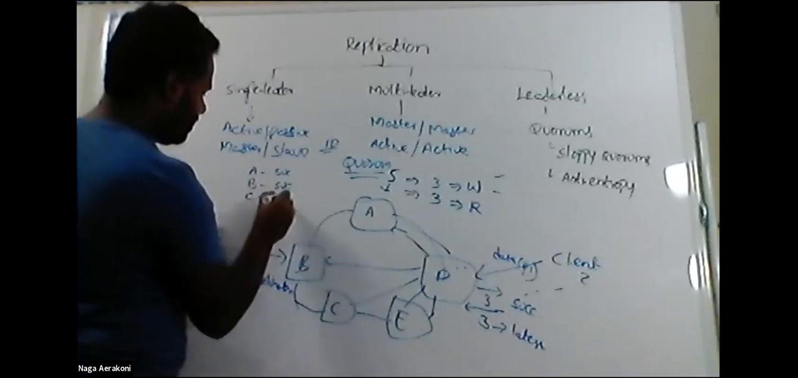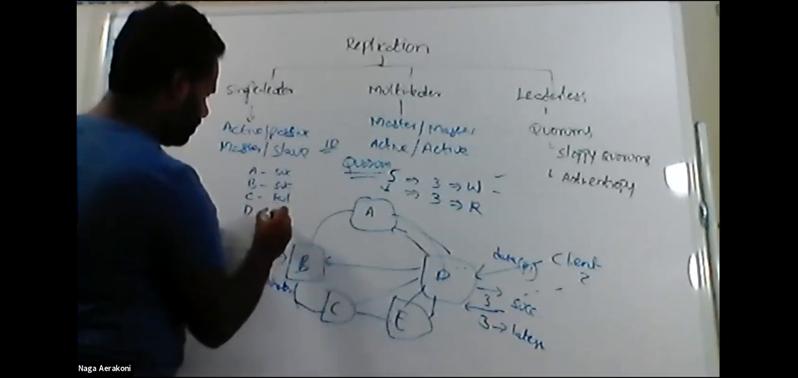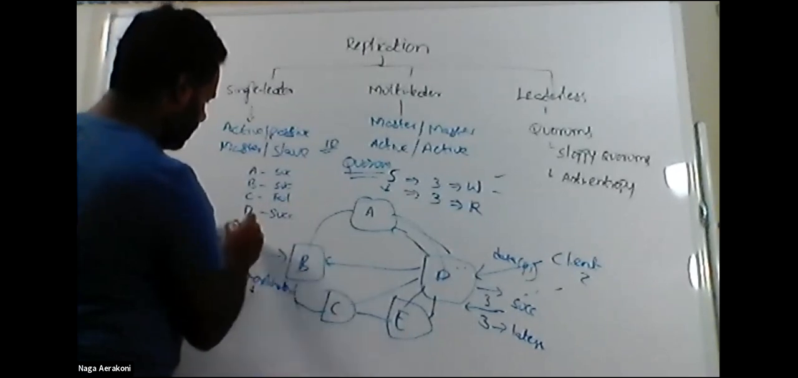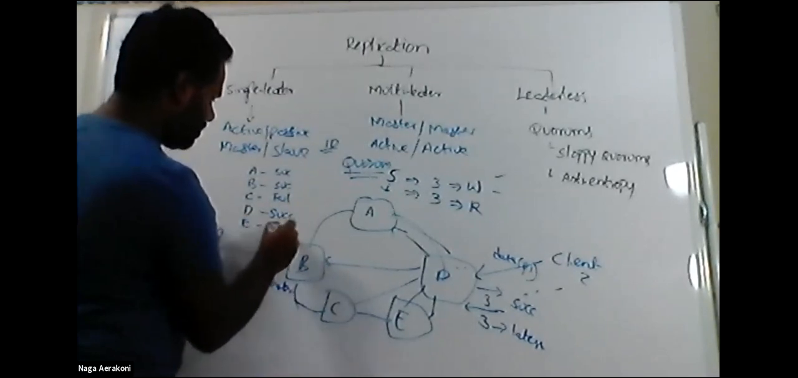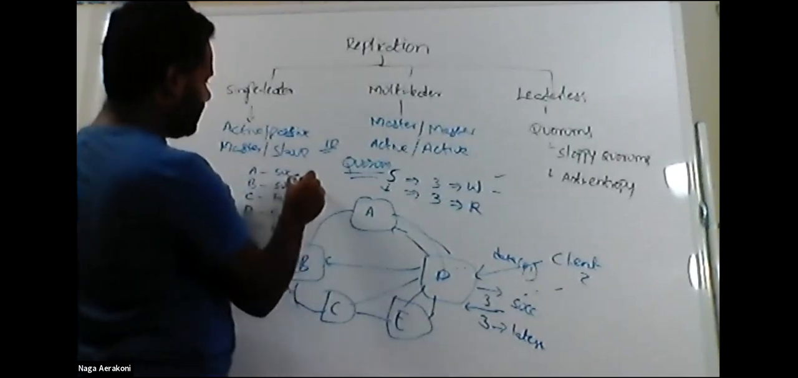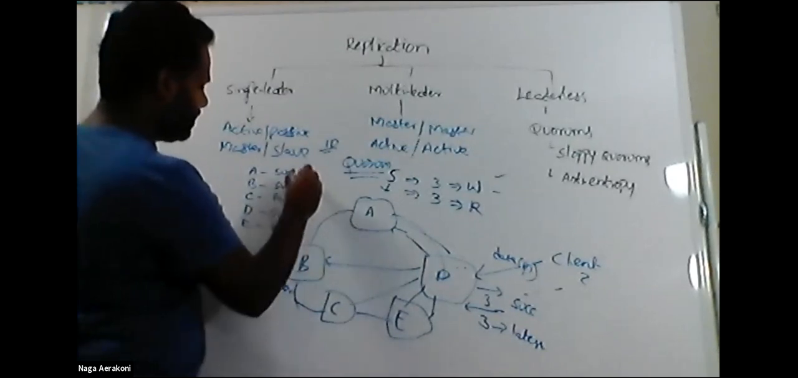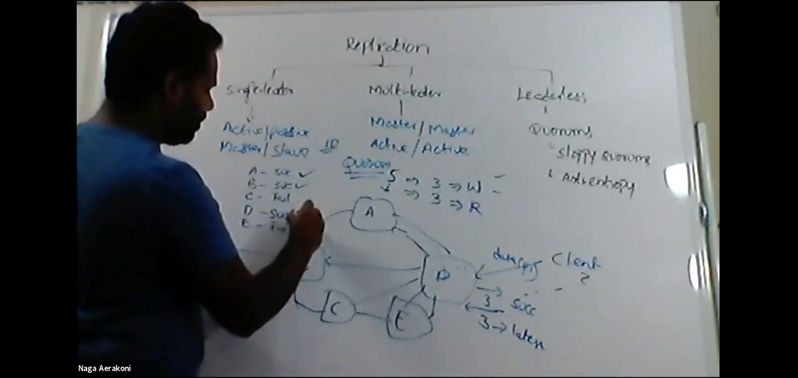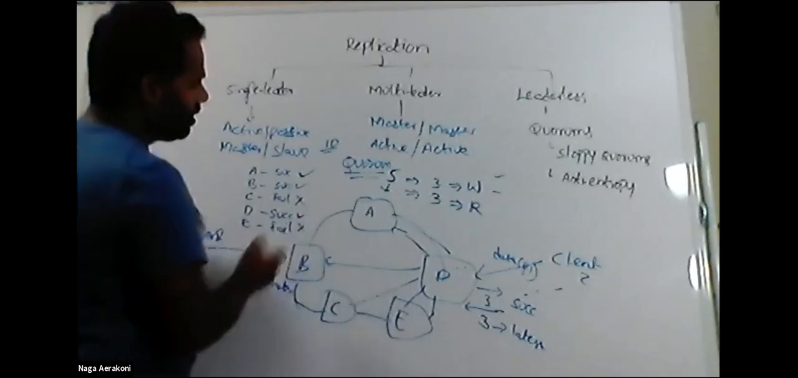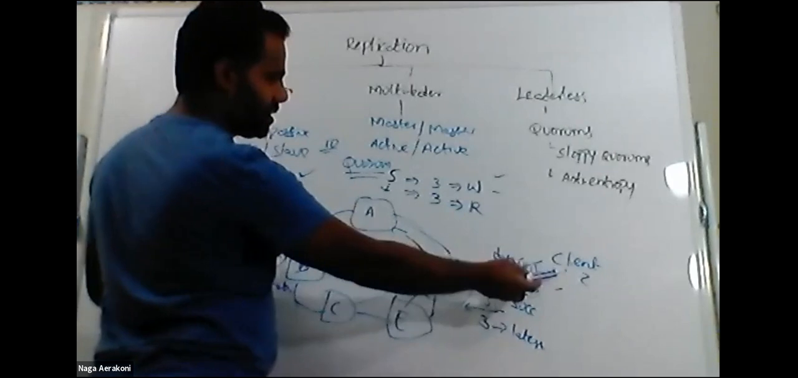C failed, D succeeded, and E failed. Right. So since you got a response from at least 3, this is 1, this is 1, and this is 1. So these 3 succeeded, and these 2 failed. So as long as 3 succeeded, you send a success acknowledgement.